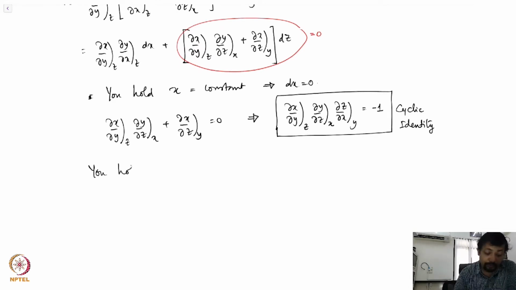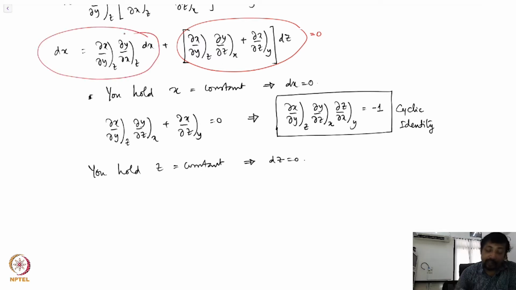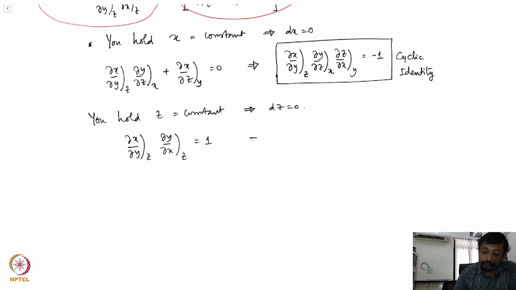Now you hold z equal to constant. So you fix z, and this implies that dz equal to 0, and therefore the left hand side and the right hand side is an identity. So this means that (∂x/∂y)_z (∂y/∂x)_z must be equal to 1, which gives you the reciprocal relation that (∂x/∂y)_z is equal to 1 over (∂y/∂x)_z, right?